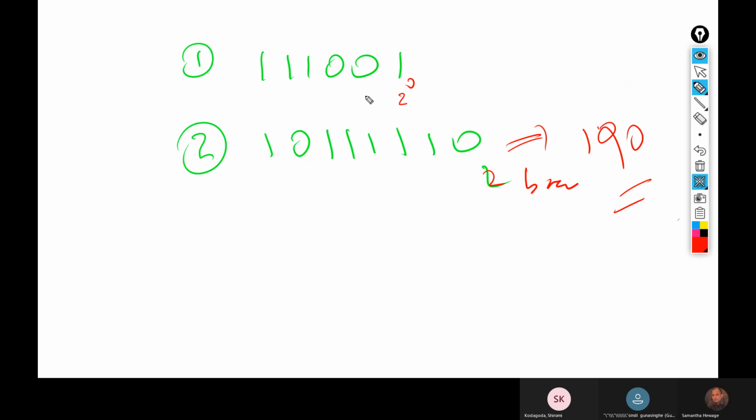Here, 2 to the power 0, 2 to the power 1, 2 to the power 2, 2 to the power 3, 2 to the power 4, 2 to the power 5. Here 32 plus 16 plus 8 plus 1. 32 plus 16, 48, 56, 57. Right, this is correct. Good. How about this one?